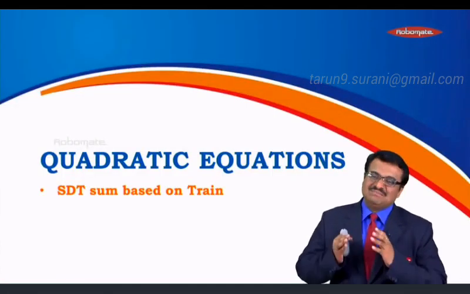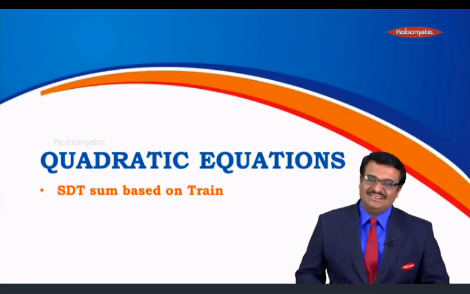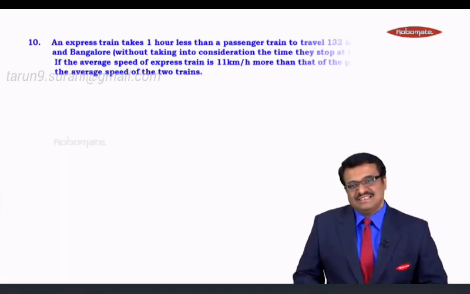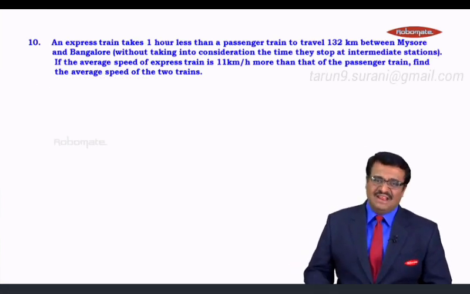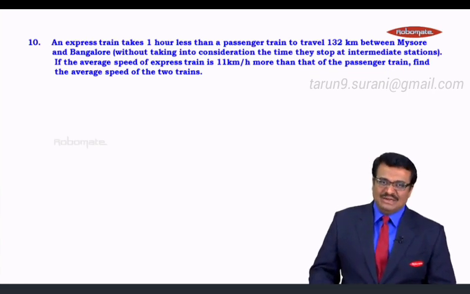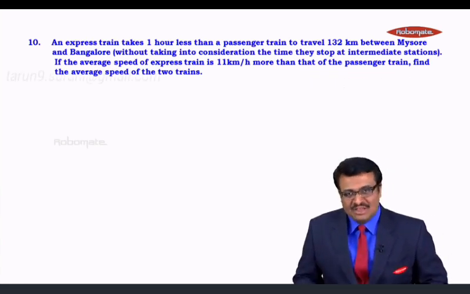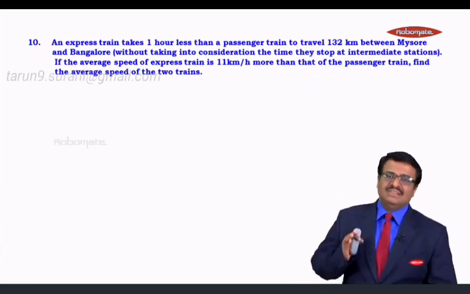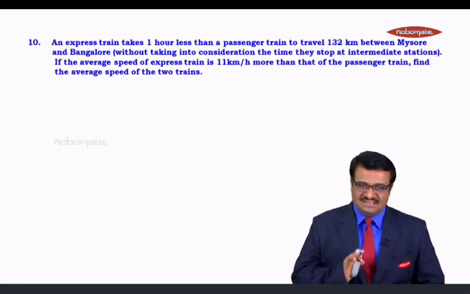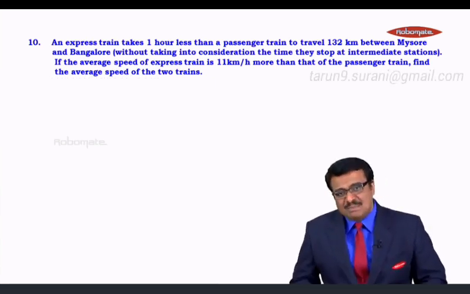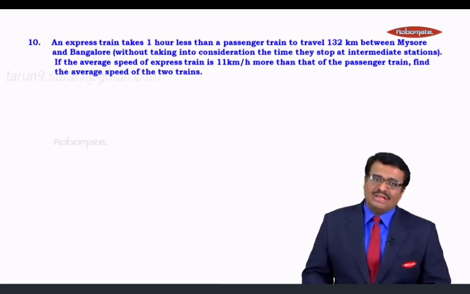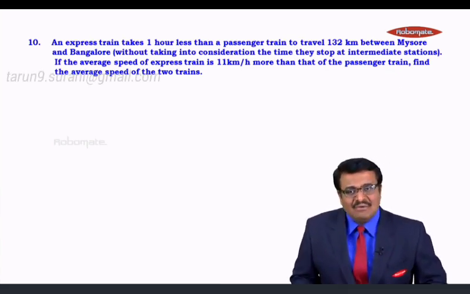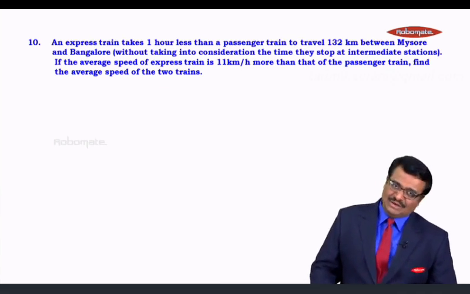We're going to see a speed, distance and time problem based on trains. The question is this: an express train takes 1 hour less than the passenger train to travel 132 kilometers between Mysore and Bangalore without taking into consideration the time they stop at intermediate stations. If the average speed of an express train is 11 kilometers per hour more than the passenger train, find the average speed of the two trains is the question asked.